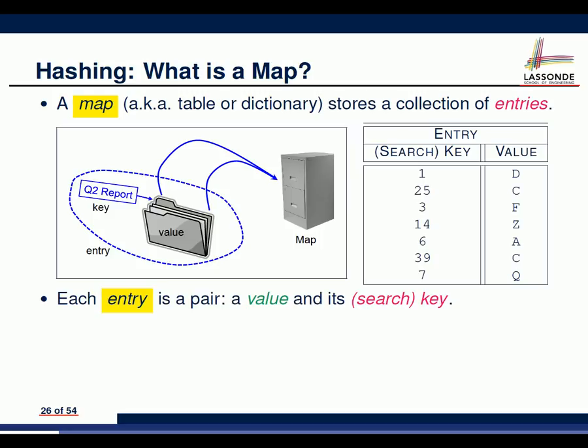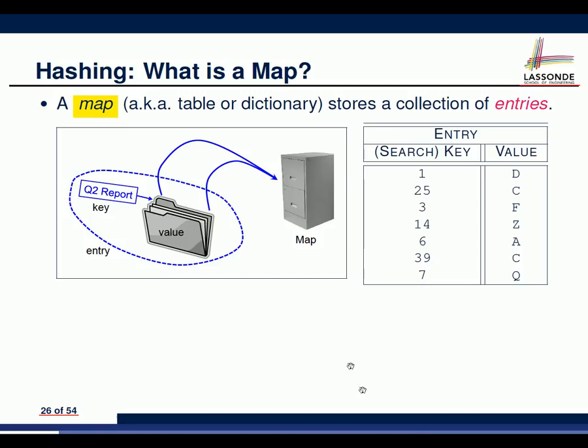Okay? And one thing to note, you can notice that over here, the search keys have no duplicates, right? You can see 1, 25, 3, 14, 6, 39, 7. There are no duplicates. Okay? Since the search key is going to be used for search purposes, if there are any duplicates, you wouldn't know which value to look for. So they must be unique. On the other hand, if you look at the values over here, you can see the C appears more than once. That's okay. Values can be duplicated, but not the keys.